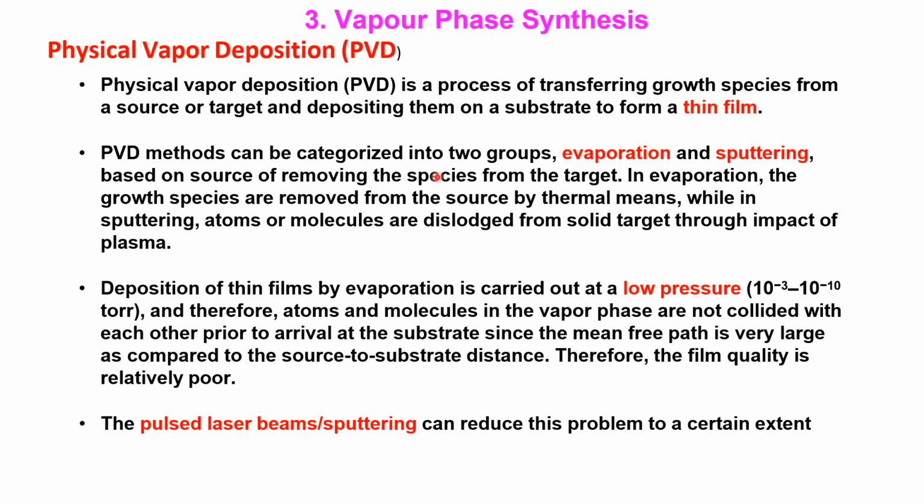In the PVD method, these atoms can be obtained either by evaporation or by sputtering. We can get these atoms from the target. The evaporation method is a low pressure method, where we need some vacuum, 10 to the power minus 3 or more, and then the material is deposited on the substrate in vacuum, but the film quality is poor in the case of the evaporation method. Sputtering or pulsed laser beam methods are used for getting very high quality thin films.